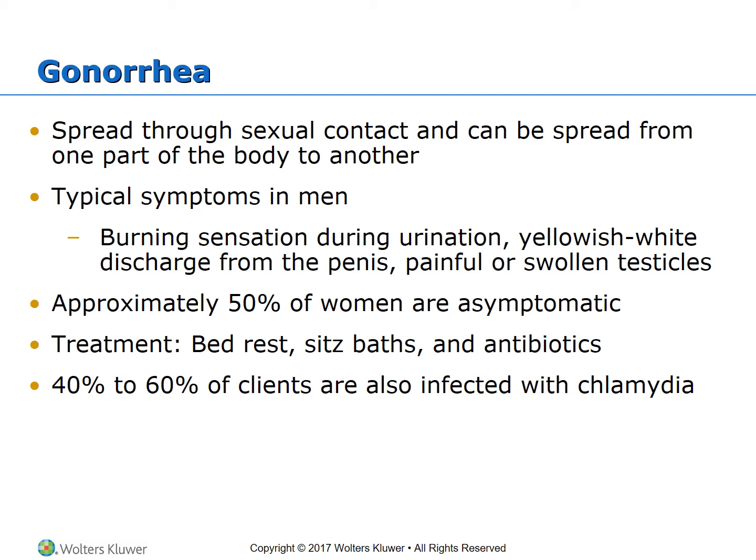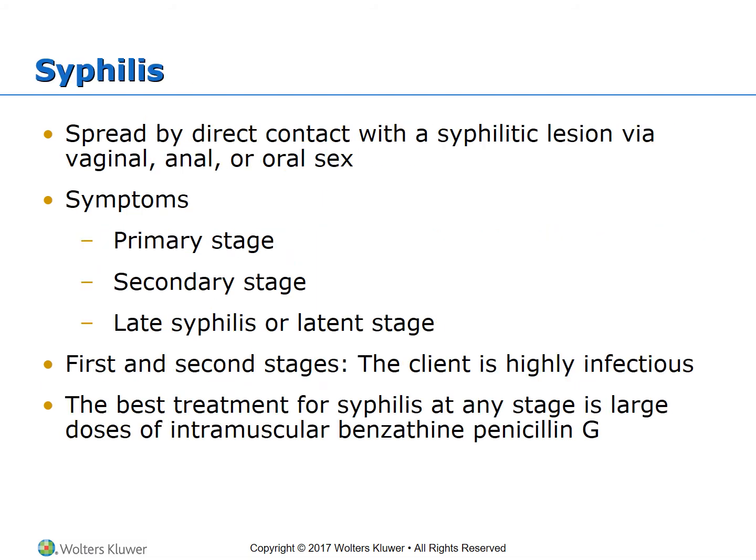Syphilis. Syphilis is spread by direct contact with a syphilitic lesion via vaginal, anal, or oral sex. Symptoms appear within 10 to 90 days. A canker may appear on the penis, anus, inside the vagina, etc., wherever the syphilis has entered the body. It can last 3 to 6 weeks and heal without treatment.